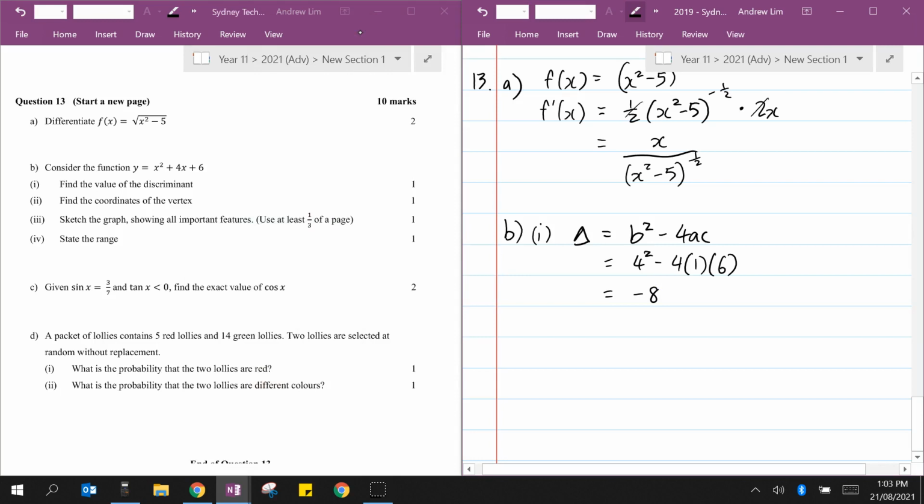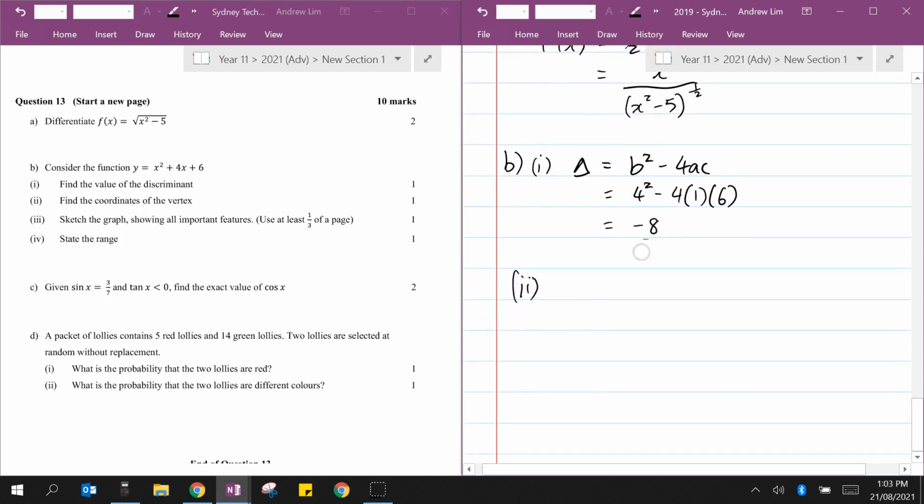Find the coordinates of the vertex. So just so that you know what this means, because the discriminant is negative, that means there will be no x-intercepts. The coordinates of the vertex: the x-coordinate will be minus b over 2a. So minus 4 over 2 lots of 1, which is minus 4 and 2, which is minus 2.